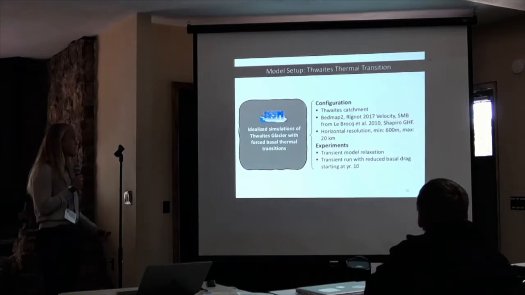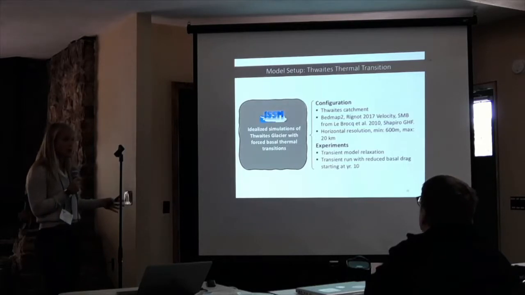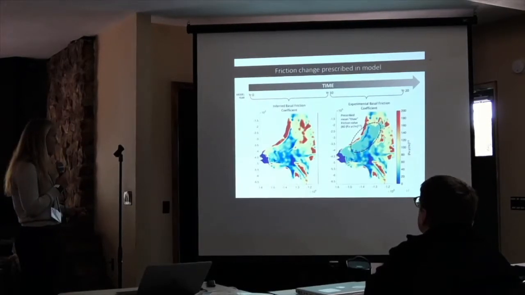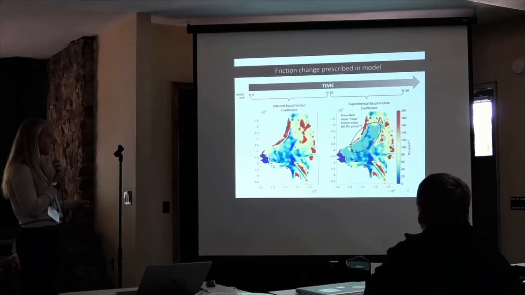And the experiment will be a transient model. First, I'll show a little bit of model relaxation, and then I will induce a step change where I've reduced the basal friction and show some initial results in how that evolves. So here we're looking at basal friction coefficient from my ISSM simulation. This is just the inferred value that comes right out of the model.